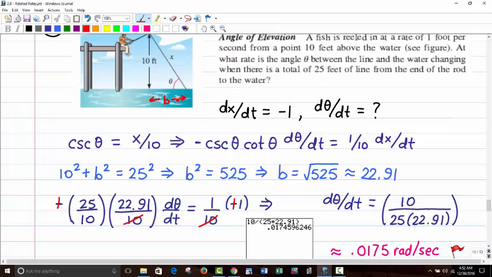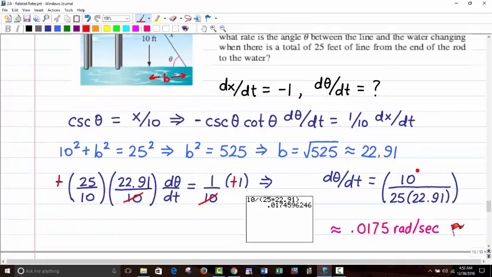Oh yeah, then we had to get, because it tells us that 25 feet of line is out, so that x is 25, that vertical distance is 10, so you have to use the Pythagorean theorem to solve for the b, which is square root of 525, 22.91. Plug everything in, and that's also an increasing angle, so that's correct. We'd want that. All right, very good.